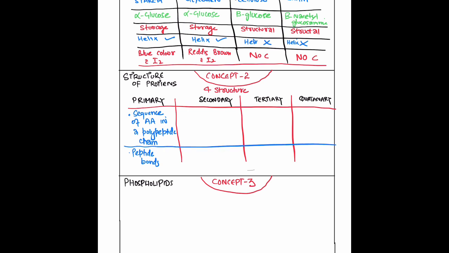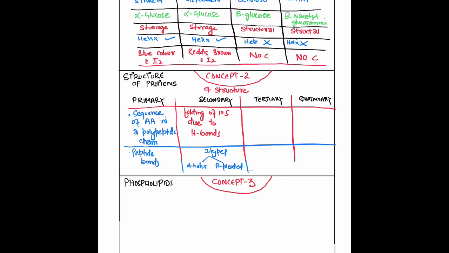If we talk about secondary structure, it is folding of the primary structure due to hydrogen bonds. One must always remember. And we have two types of secondary structure. One is alpha helix, which is more common, and second is beta pleated sheet, which is relatively less common.